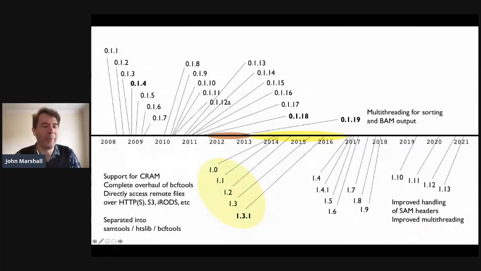There's a lot of research. There's a lot of analysis of the ratios there. So that's just an oversummary. The other major significant thing was the complete overhaul of BCF tools.